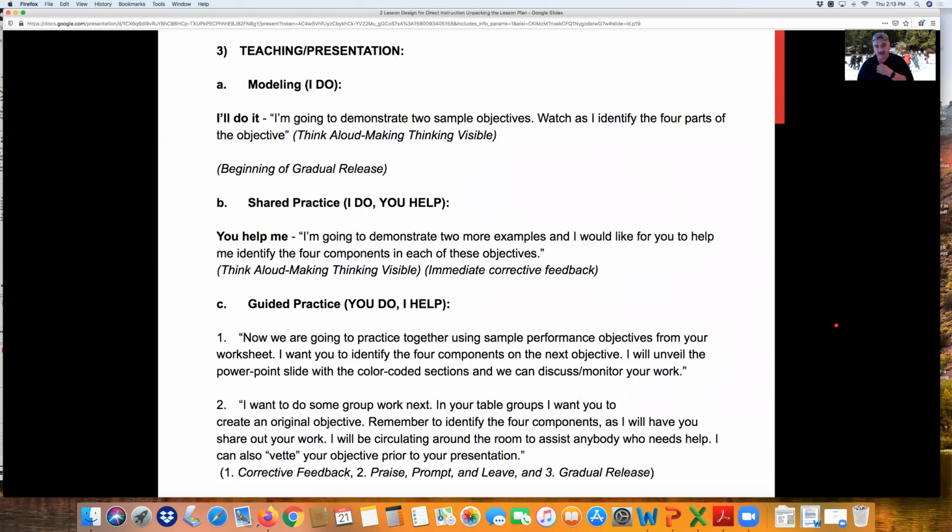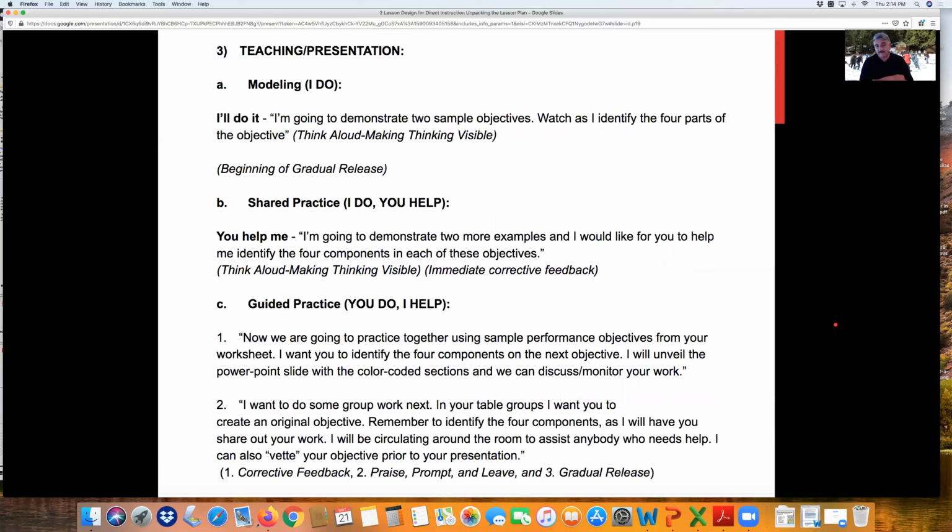And if you remember in my lesson, I did two things. The first thing I did for guided practice was the unveiling, the slide reveal, where we color coded the different components, and you had to figure it out first, and then I would unveil it, and then we would talk about it.